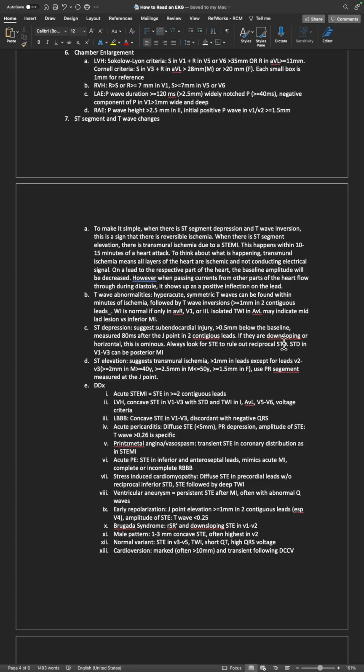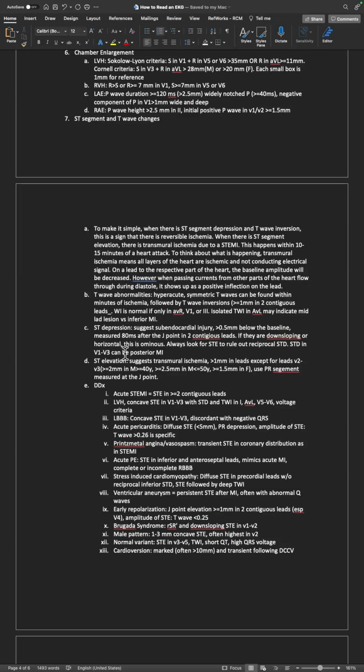What that means is, in a perpendicular lead, you look at if there's ST segment depression, and if that is the case, then that is characteristic for myocardial infarction. And ST depression in V1 to V3 can be posterior MI.